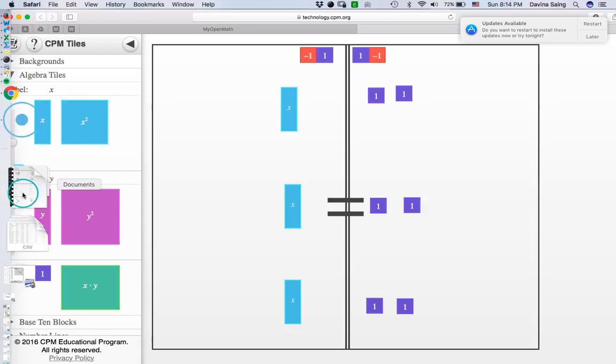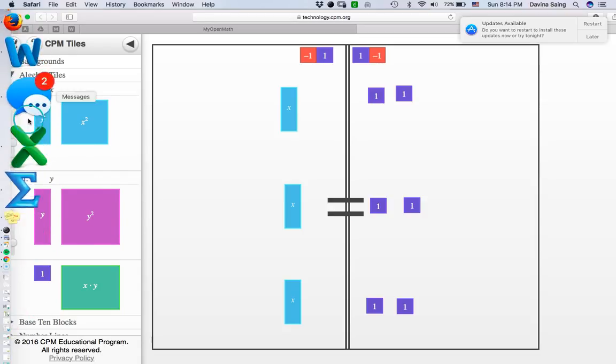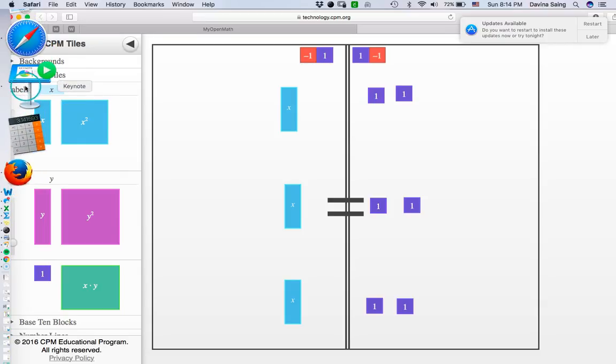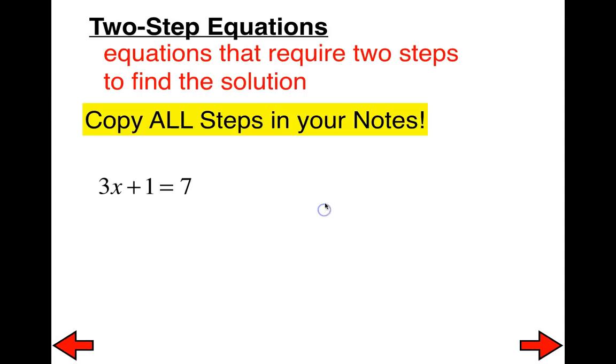So let's go back to the lesson once I find it. Here we go. Okay, so now let me show you what the steps would look like.